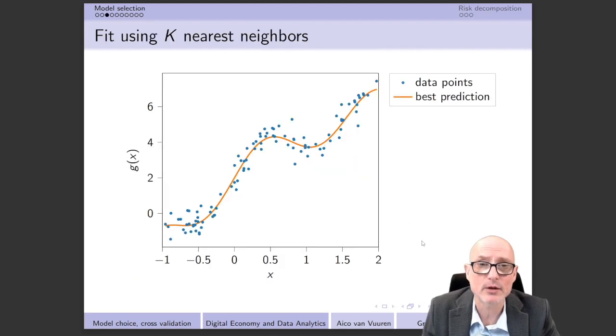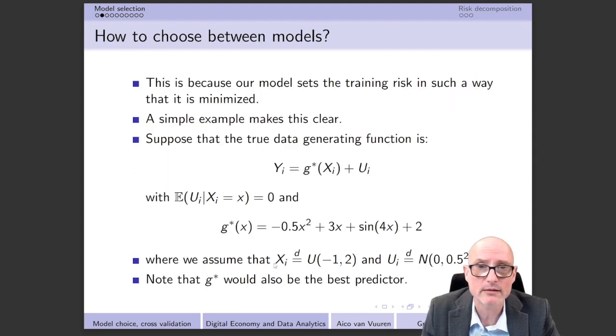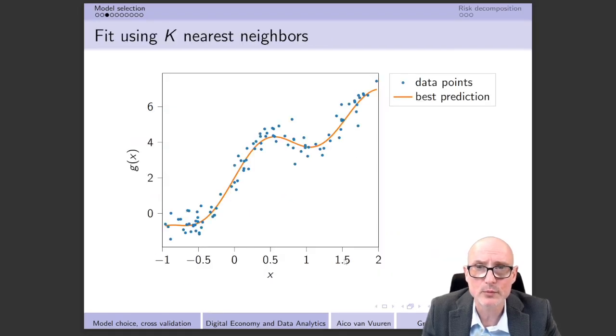In that sense, it might be a good idea to look at the next picture, where I have the different values of x on the x-axis, and on the y-axis I have either the function g of x or the outcomes y of our data points. I have taken values of x between minus 1 and 2, and that is the full range that we can have. It's equal to the support, because xi is uniformly distributed between minus 1 and 2.